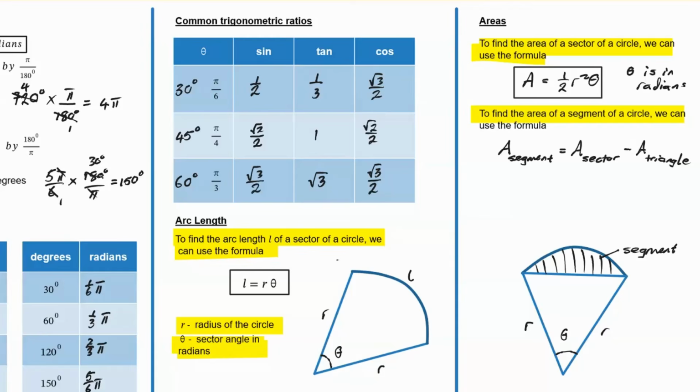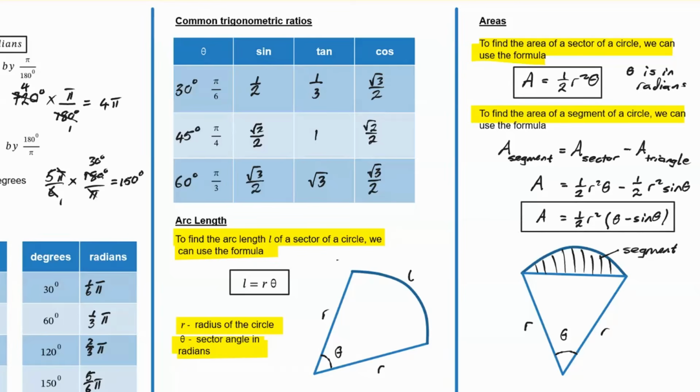This can be expressed as A is equal to, for the area of the sector, half r squared theta, minus the area of the triangle. To find the area of this triangle, we use half side times side times sine of the angle, which is half r squared sine theta. So the formula is A is equal to half r squared. If we factor out half r squared, we get half r squared, open bracket, theta minus sine theta. What we now have is the formula for the area of the segment, and I know you will find this quite useful.